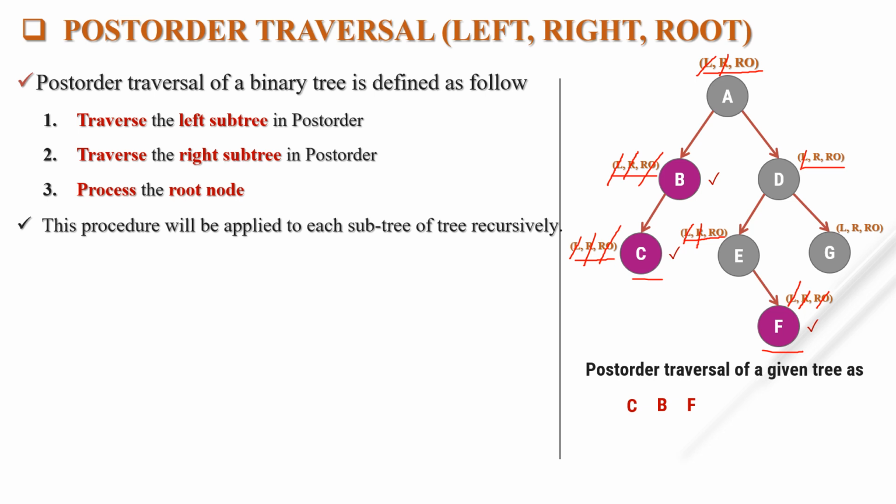Now going backward, process the root node, the answer is E. Going backward, first you have to traverse the right subtree, and only then can you process the root node. So what is the right subtree of D? This is G. Once again we apply left, right, root. There is no left subtree, there is no right subtree. Process the root node. What is the answer? G. Going backward, process this root node, the answer is D. Going backward, process this root node, the answer is A.